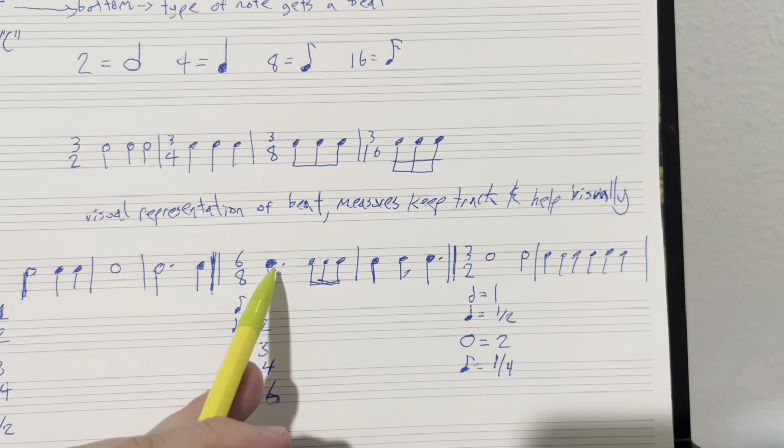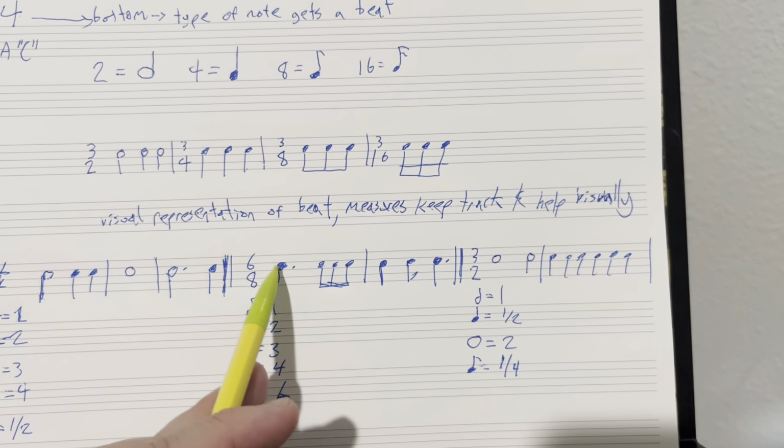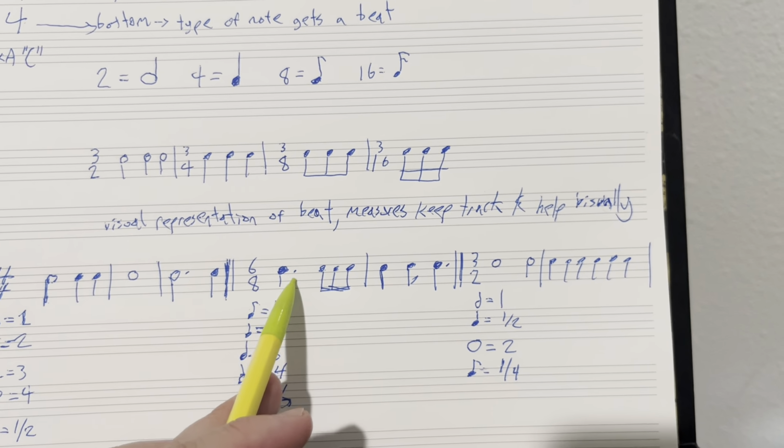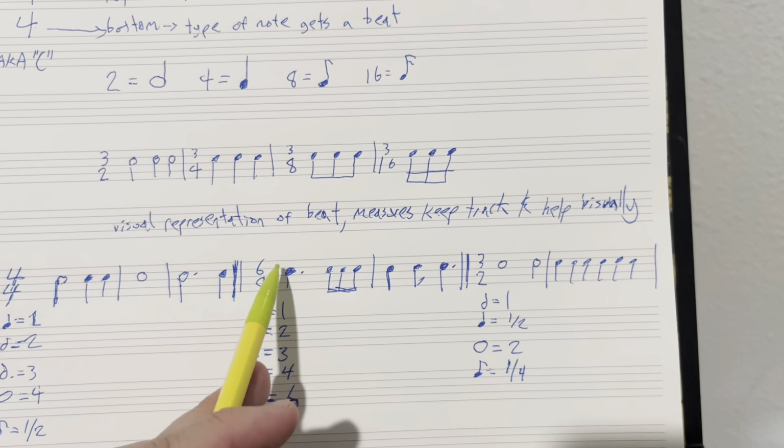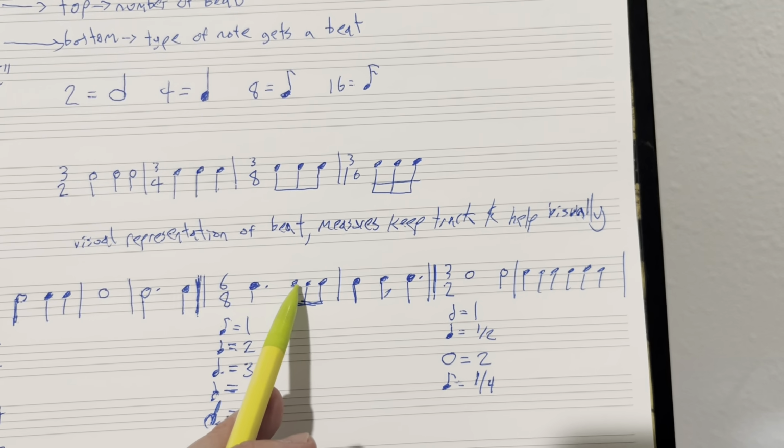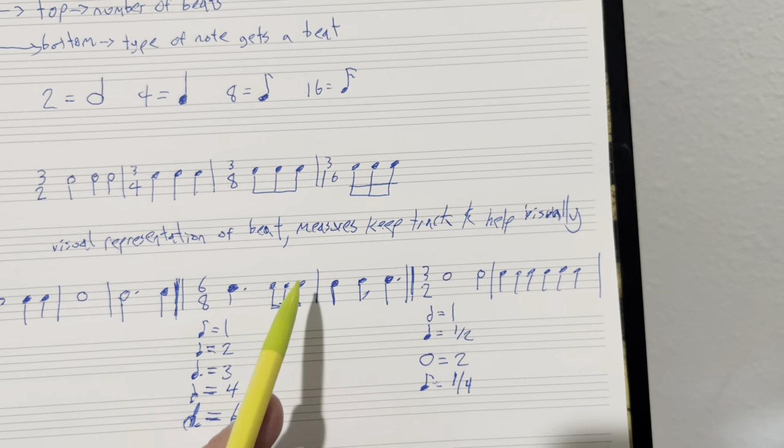In 6/8, now things have changed. Eighth note gets the beat. Dotted quarter note will get 3 beats because there's 3 eighth notes within this rhythm. So 3, and then here's 3 eighth notes. 3 plus 1 plus 1 plus 1, 6.